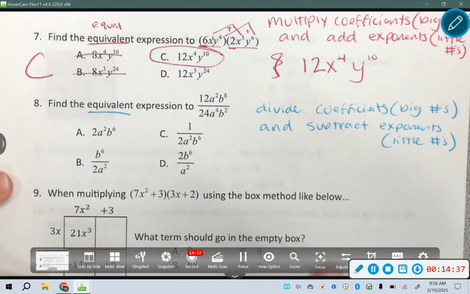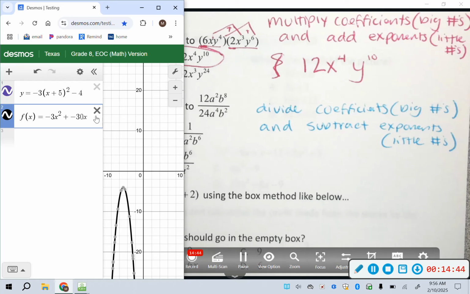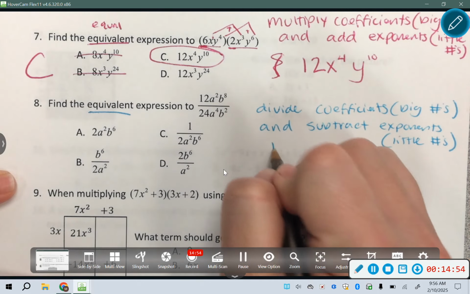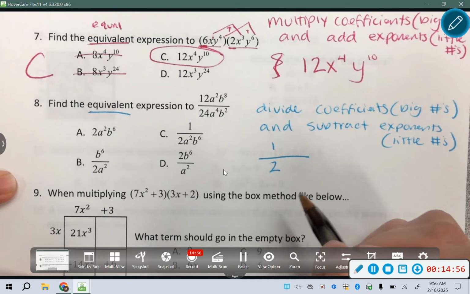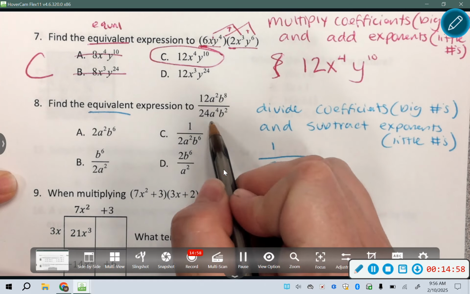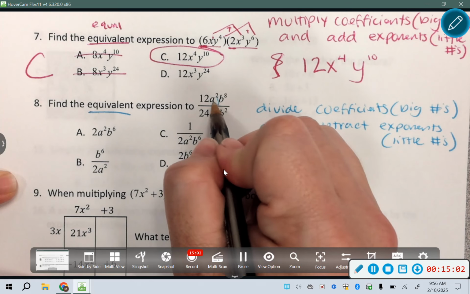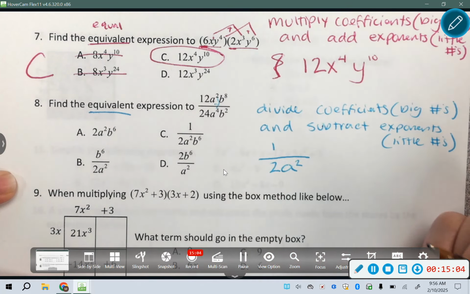Okay, so knowing that, if I do 12 divided by 24, if we need our calculator, we can use it. 12 divided by 24, because a lot of us are going to say 2, but it's not 2, it's 1/2. So I know I have 1/2. And then we have to ask ourselves, where do we have more a's? I have a squared on top and a to the 4th power on bottom, so I have more a's on bottom. And then we do 4 minus 2, which is 2.